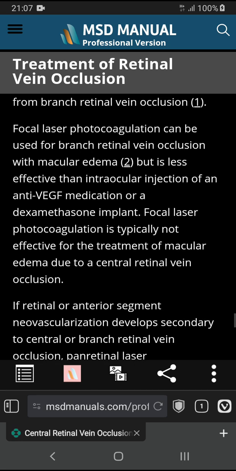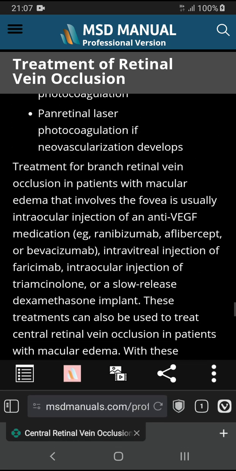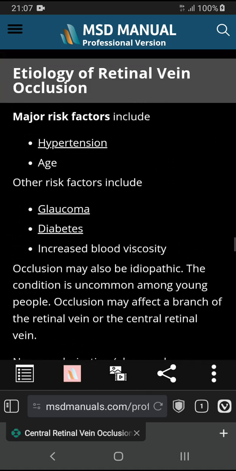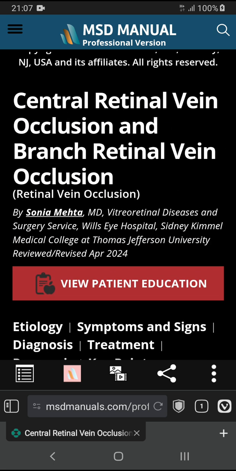The purpose is to decrease the hemorrhages and prevent neovascularization that will cause glaucoma. So this is about central retinal vein occlusion and branch retinal vein occlusion from the Merck Manual Professional Edition.